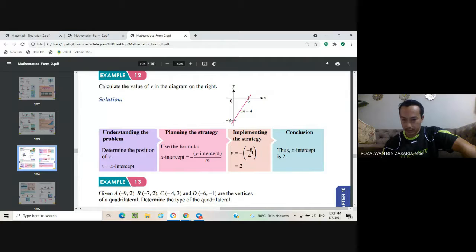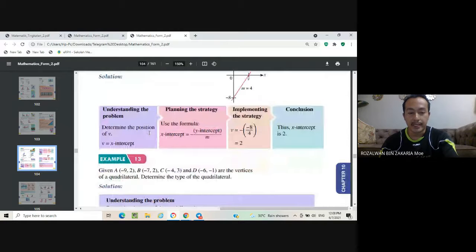-2, you multiply with the minus, so it is equal to positive. The answer is positive 2 or 2. Alright, so that's the answer for the question example 12. Alright, okay, now look at this one, example 13.